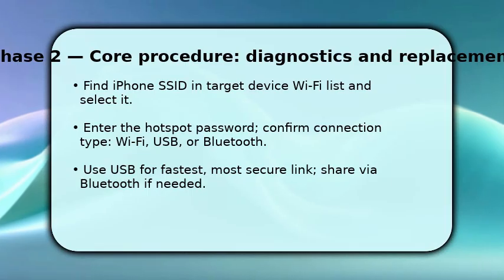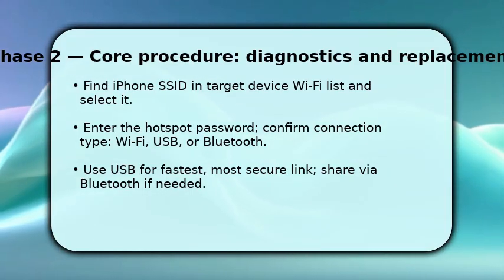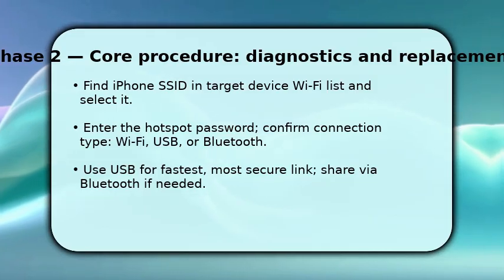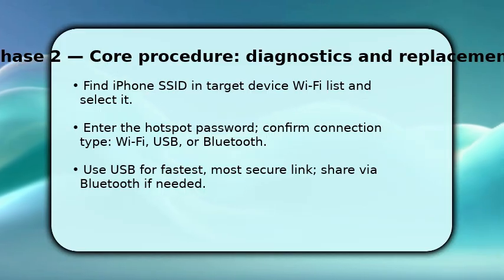Now you connect devices. On the laptop or tablet, open Wi-Fi and pick the iPhone SSID shown in Settings. It matches the device name. Next, enter the hotspot password you set. Once authenticated, the device will be online.